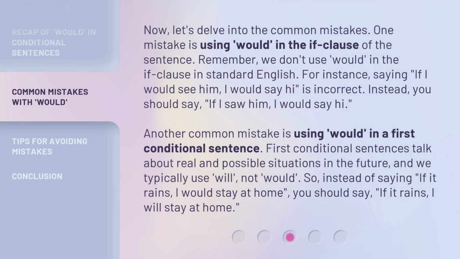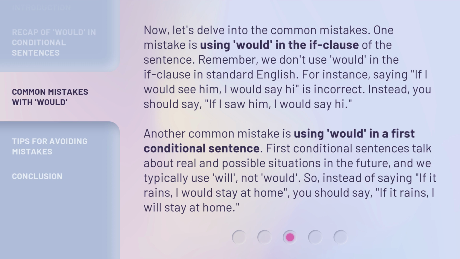Now, let's delve into the common mistakes. One mistake is using would in the if clause of the sentence. Remember, we don't use would in the if clause in standard English. For instance, saying, "If I would see him, I would say hi," is incorrect. Instead, you should say, "If I saw him, I would say hi."